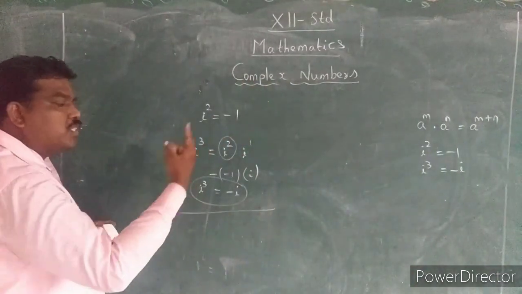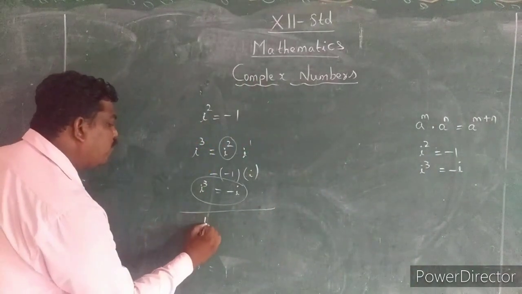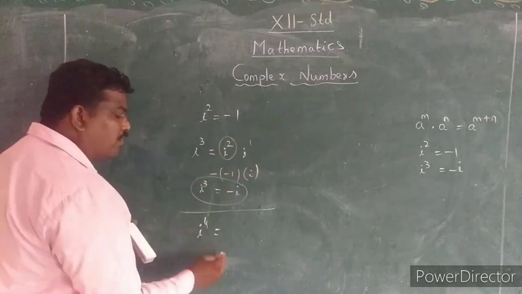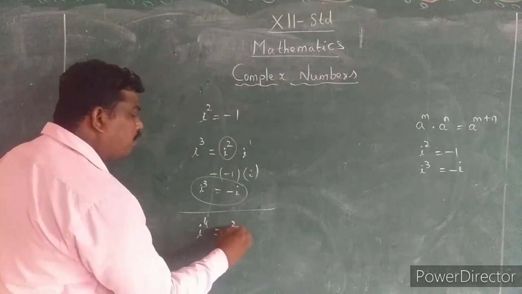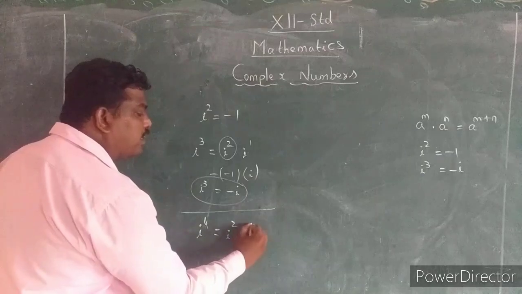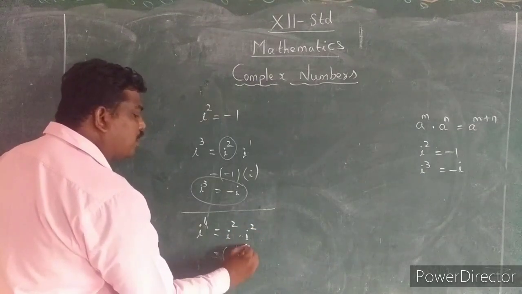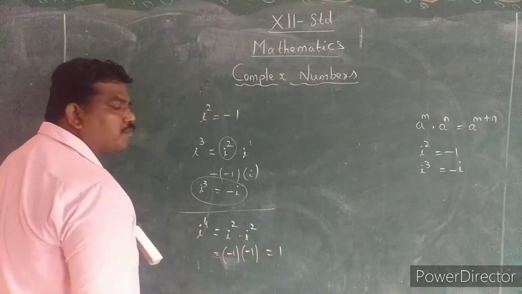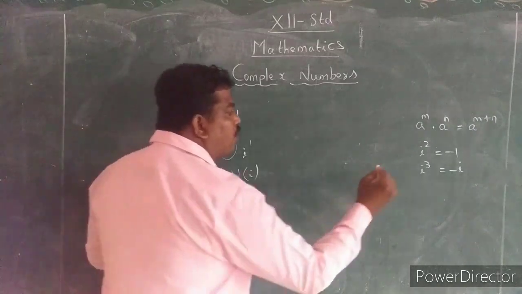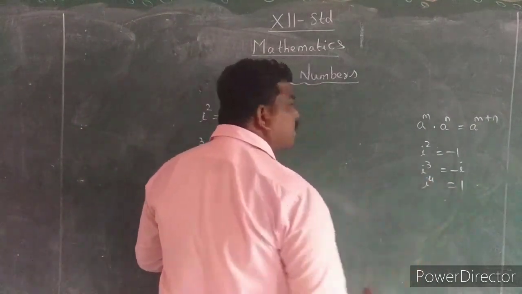And just raising the power by 1, that is i power 4. With the same algebraic formula, you can split the power by the known power as i square into i square, that is minus 1 into minus 1, which is equal to 1. Therefore, the value of i power 4 is 1.